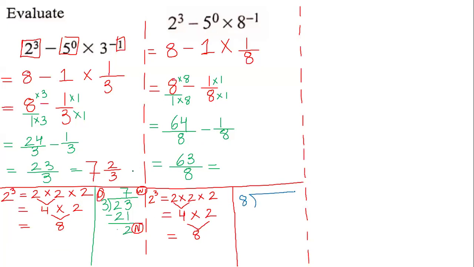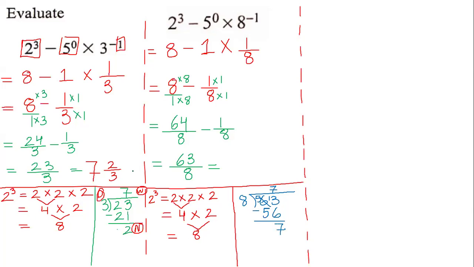How many times does 8 go into 63? 7 times. Yeah, that's right. 8 times 7 is what? 56. Very good. And then we subtract. 63 minus 56 is going to be 7.